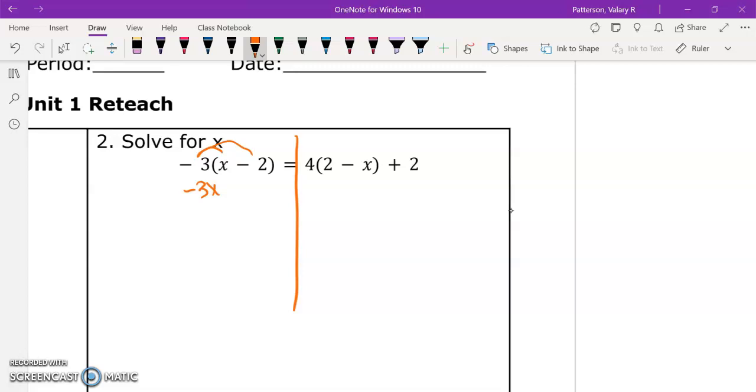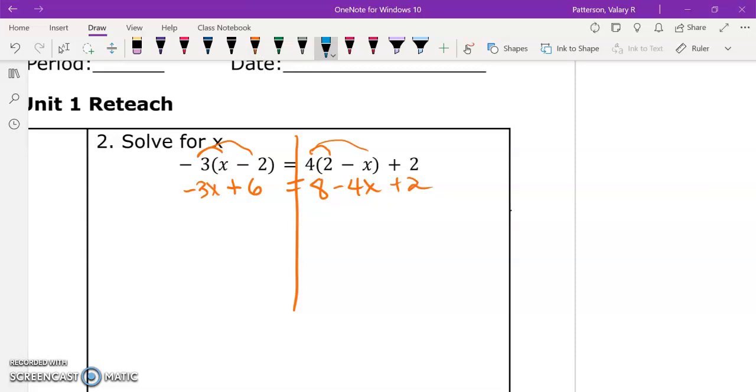Remember, when your signs are the same and you're multiplying and dividing, it is always a positive product or quotient, so positive 6. Then we need to distribute the 4 to the 2 minus x, pardon me. So 4 times 2 is 8. 4 times negative x is just negative 4x, and then don't lose that positive 2. Saw that a lot on your work.